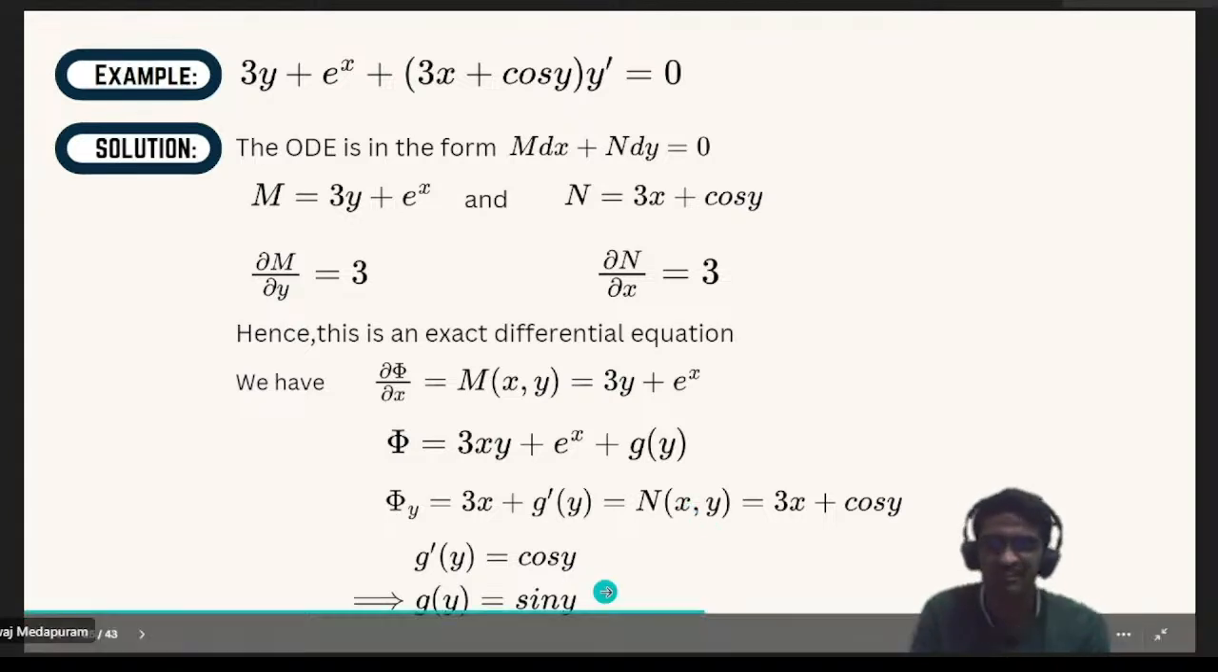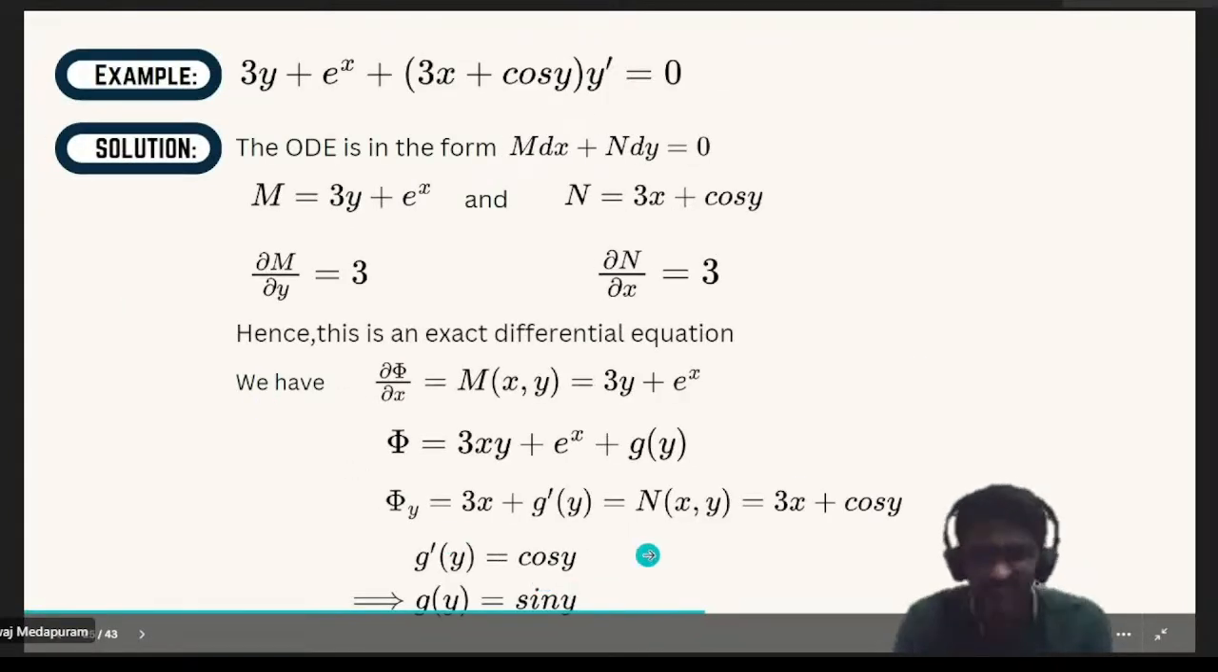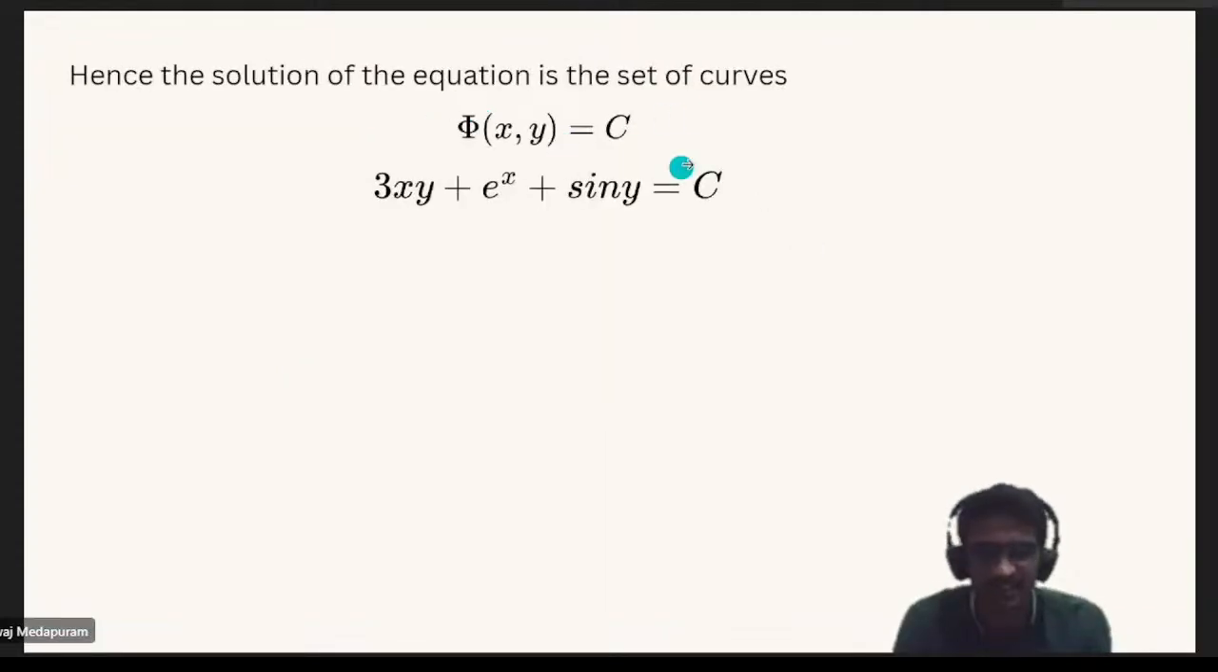We have g of y is sin y. We are not considering the constant here because we already have a constant in the final solution. Adding constants or multiplying a constant essentially just gives a constant, right? Yeah. We have the solution 3xy plus e power x plus sin y equal to c. Notice that this is a family of curves, and if you map them on a graph, it will be so beautiful to see them.